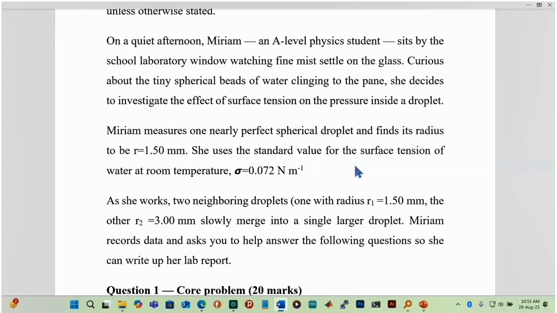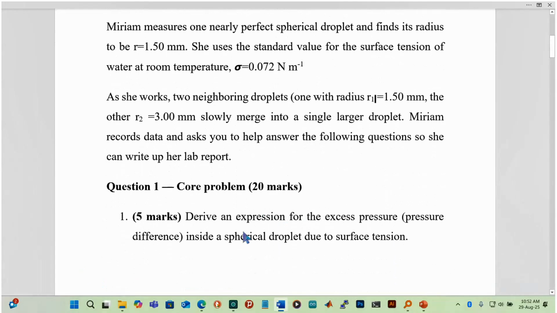She uses the standard value for the surface tension of water at room temperature, sigma = 0.72 Newton per meter. As she works, two neighboring droplets, one with radius R1 = 1.50 millimeters and the other R2 = 3.00 millimeters, slowly merge into a single larger droplet. Miriam records data and asks you to help answer the following questions so she can write up her lab report.